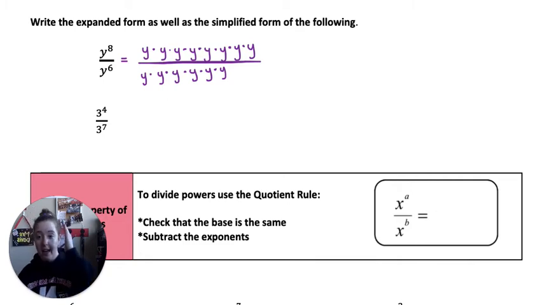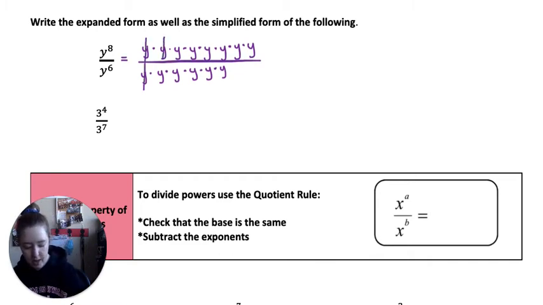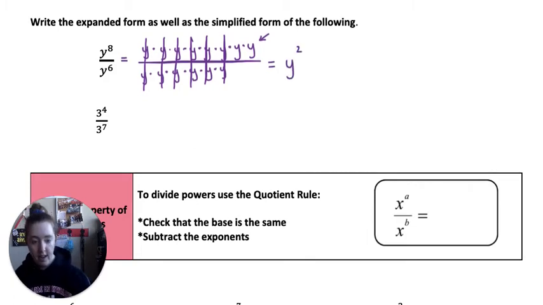Now remember, when we have the same factor on the top and the bottom being multiplied, we can divide those out and cancel them. So y divided by y cancels, y divided by y cancels, y divided by y cancels, until all we're left with are 2 y's up on top. Now, technically, that's over 1, but we don't normally write that. Let's look at this next one.